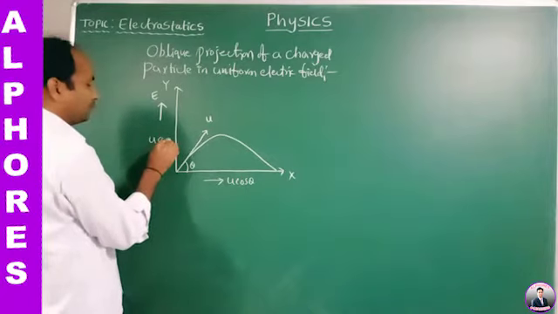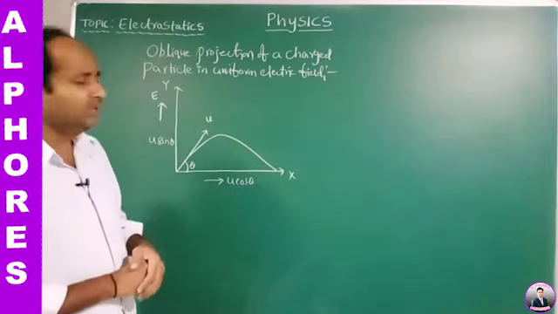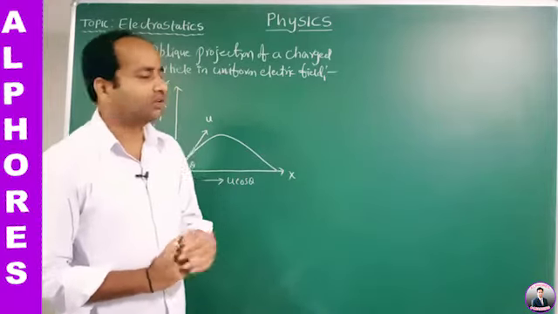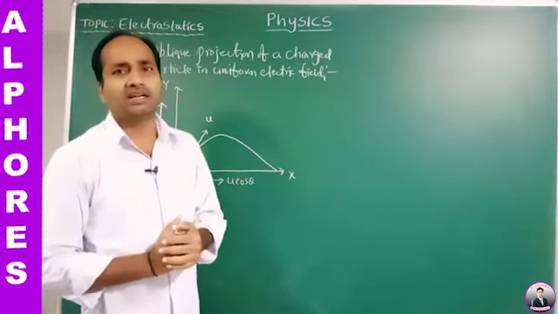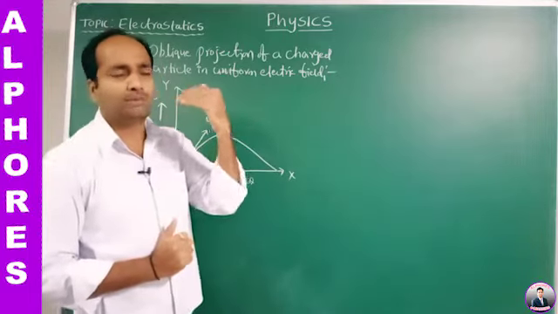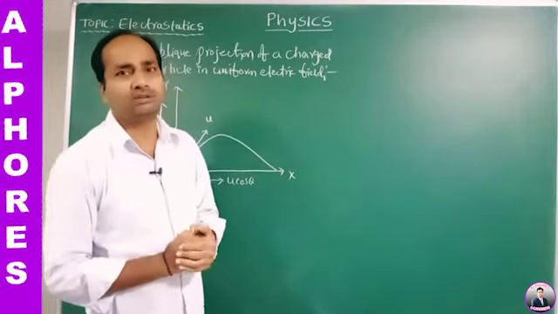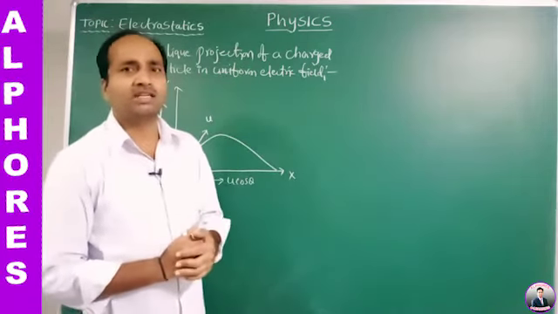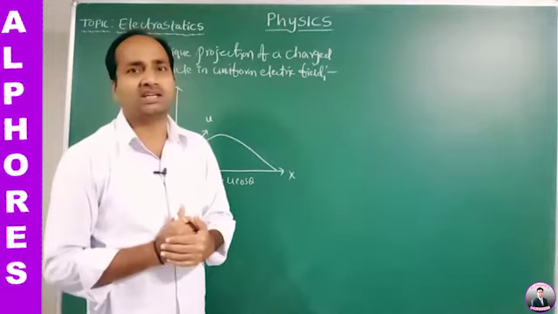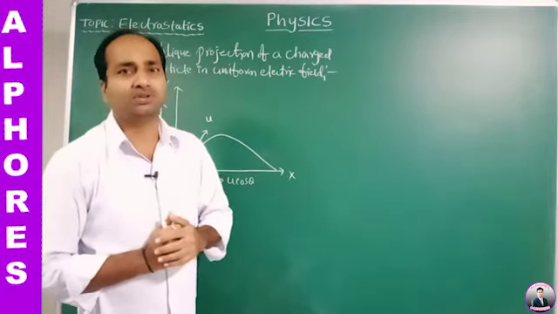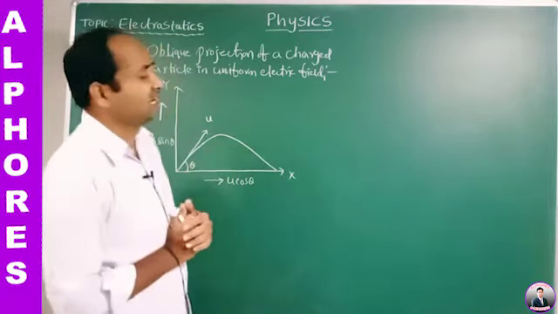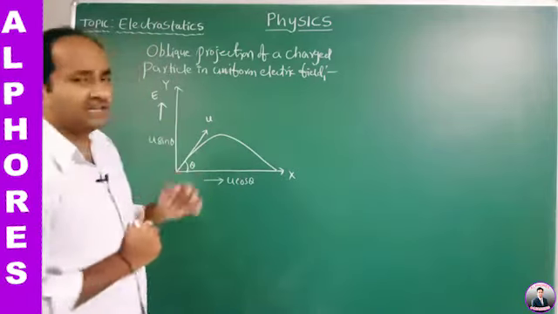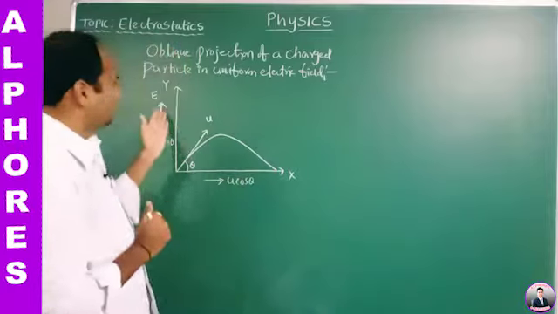and the vertical component of velocity along the y-axis is u sin theta. See, in general, whenever you project a charged particle at a certain angle to the horizontal, we know that the trajectory of the projectile is a parabola. The particle reaches a certain maximum height and comes back towards the earth because of acceleration due to gravity. But here it is a gravity-free space, only the electric field is present, and its direction is along the y-axis.